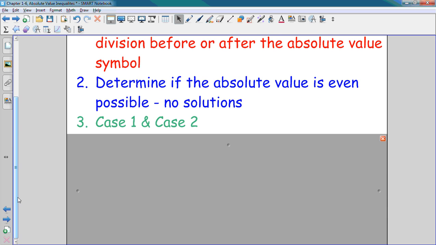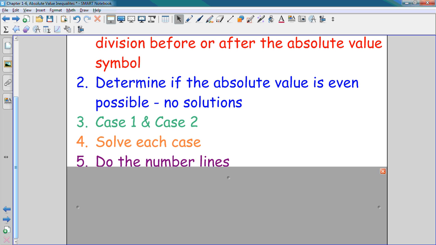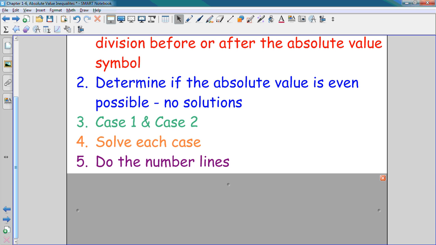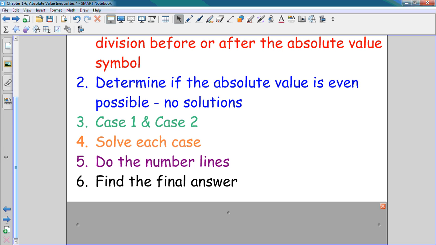Step 3, do your two cases. Case 1, the positive case, like you did in the equation. Case 2, the negative case. Solve each case. Do your number lines, or in other words, make your number line, graph it like you have before. And step number 6, find the final answer.